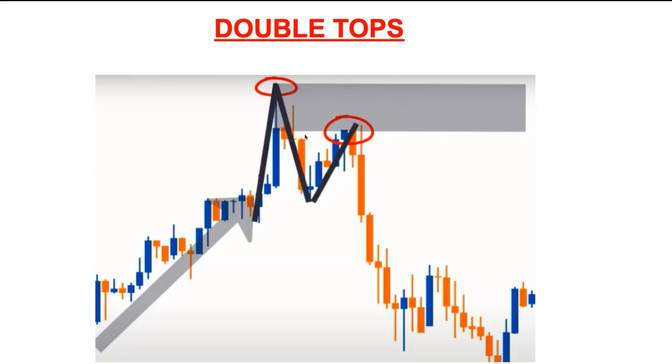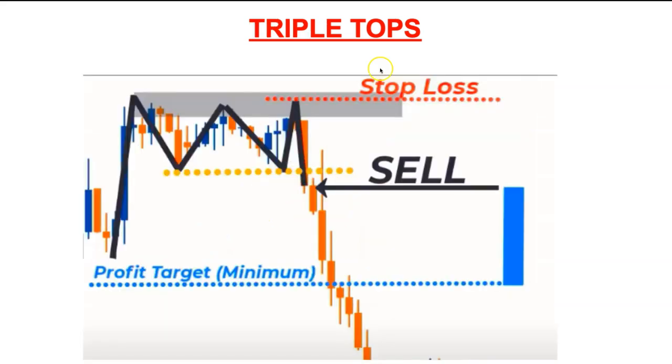This often is a topping formation, because as you can imagine, when price runs up, it doesn't just come back straight down. It often has a period of consolidation. Sometimes it has two highs, and then eventually it declines. Triple tops is another type of topping formation. There's three peaks usually, and you put the stop loss above the peaks.